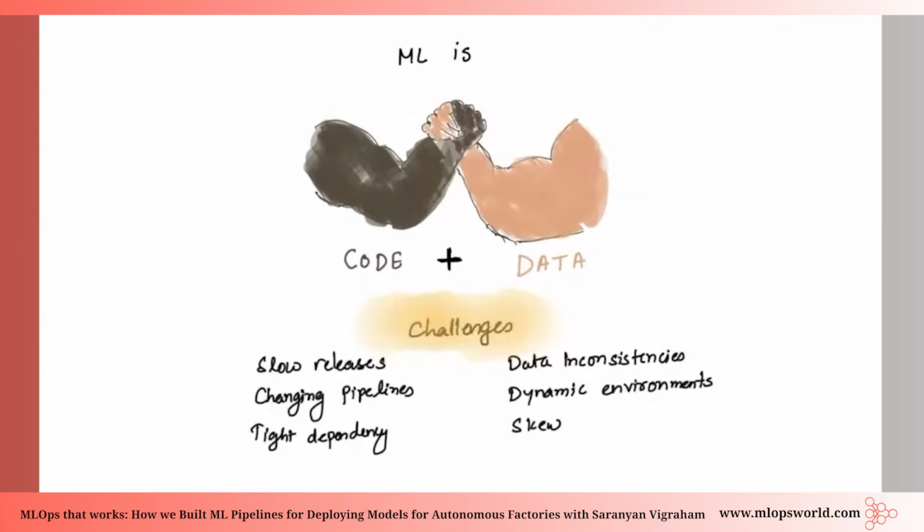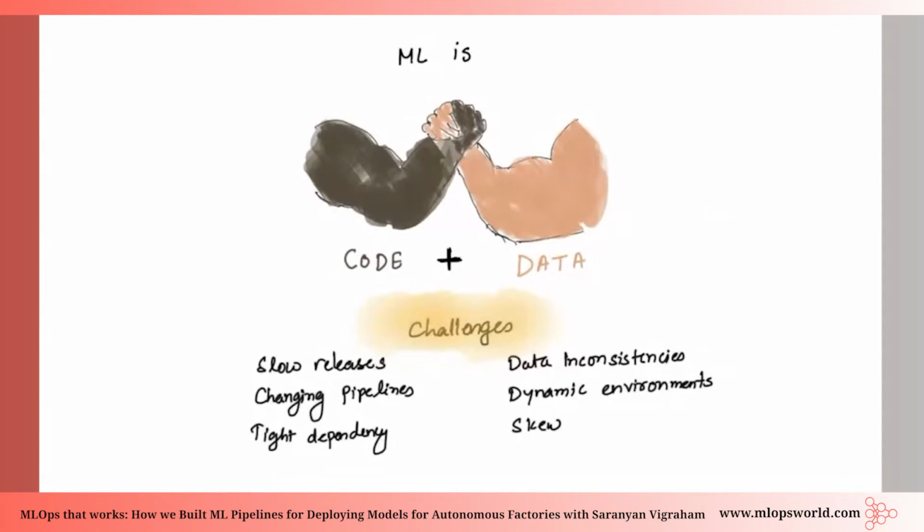Another thing is dynamic environments. Again, it goes back to my previous point. Factory environments by nature tend to be very dynamic, meaning that things change. There can be mechanical degradation. There can be a human operator who uses their domain knowledge to make some changes. So the environment by itself is going to be very different for the ML model, and it gets very unpredictable.